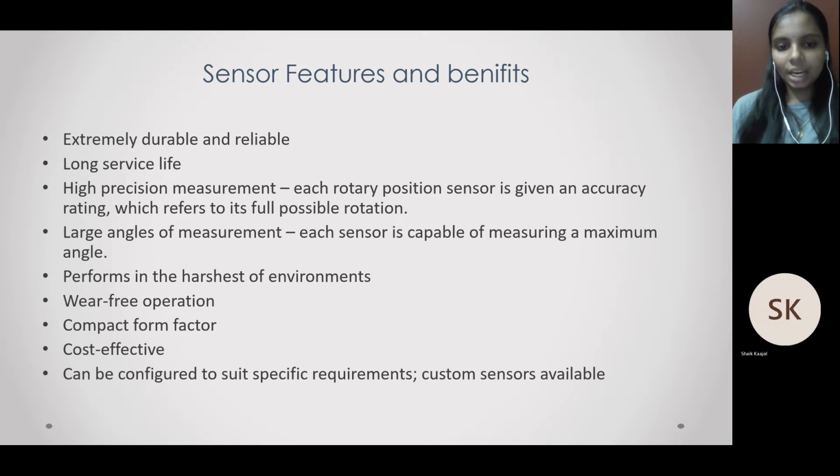Wear-free operation. It can be mounted on any automotive, and it is very easy to mount on any device. Compact form factor, which means the particular sensor which we are discussing is very compact, so the area which it occupies is very little, and it is cost efficient.